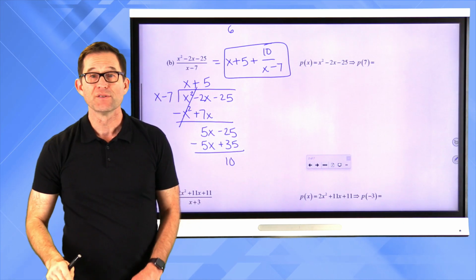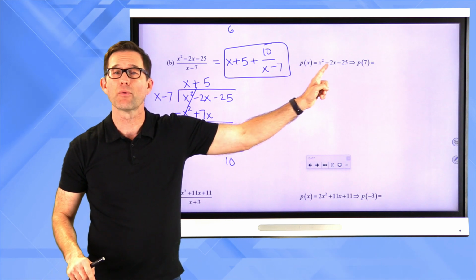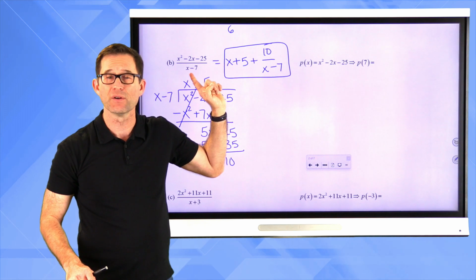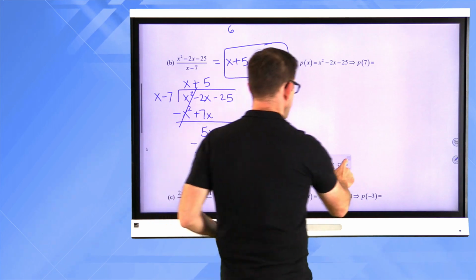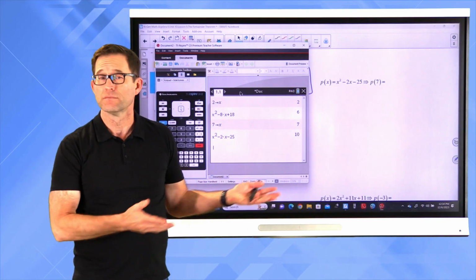All right, so that's step 1. Step 2, again, I'm going to take the polynomial that's in the numerator and evaluate it at the 0 of the denominator. So the 0 of x minus 7 is 7. Let's take a look at this one really quick. I'm going to take 7, store it in x, and evaluate x squared minus 2x minus 25. And I get 10. So p of 7 is equal to 10.